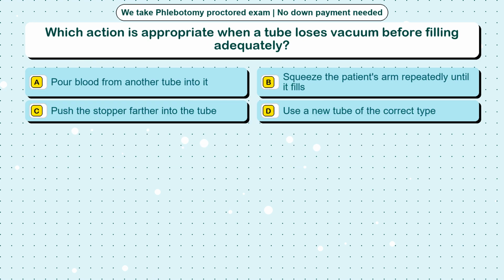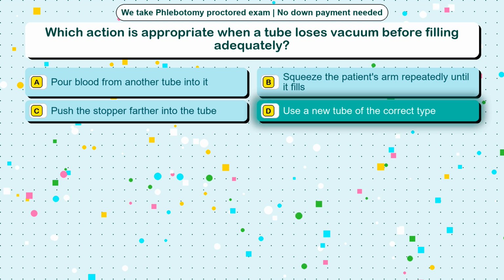Question 34. Which action is appropriate when a tube loses vacuum before filling adequately? Option A, pour blood from another tube into it. Option B, squeeze the patient's arm repeatedly until it fills. Option C, push the stopper farther into the tube. Option D, use a new tube of the correct type.